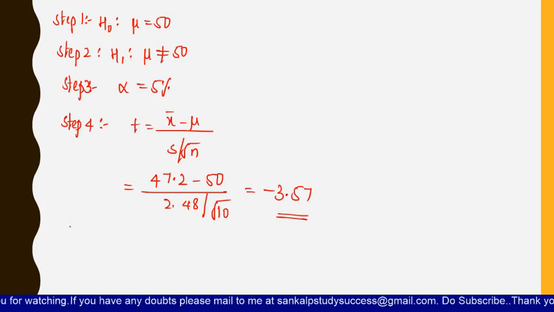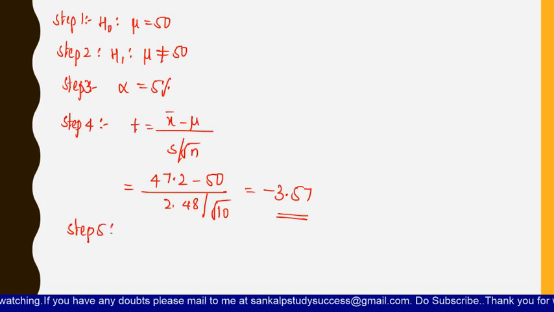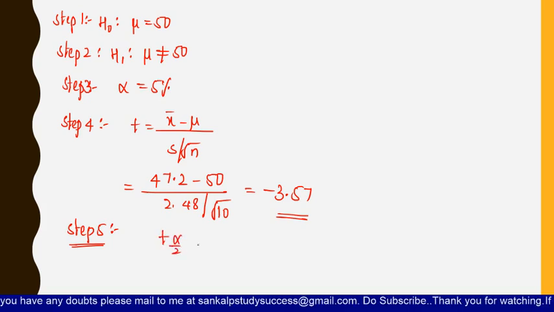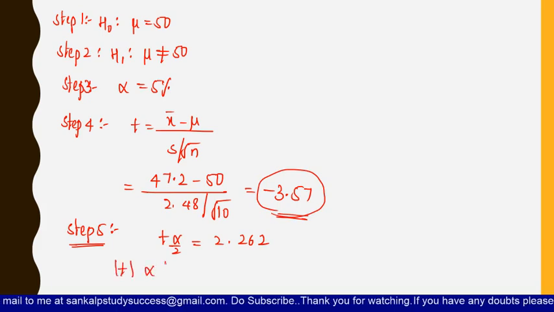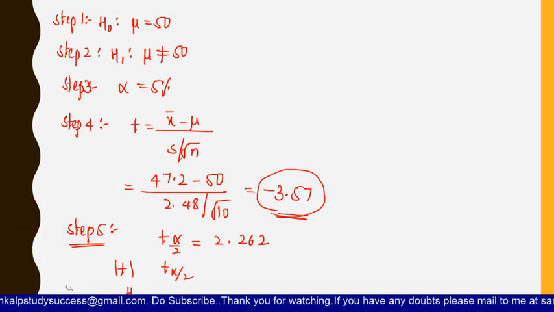Now in step 5 you have to find out whether the null hypothesis is accepted or rejected. That means you have to find T alpha by 2 from the T distribution table. The T alpha by 2 value is 2.262. That means mod T is less than T alpha by 2. What can we say here? Sorry, T is less than T alpha by 2. That means we can say that the null hypothesis is accepted.